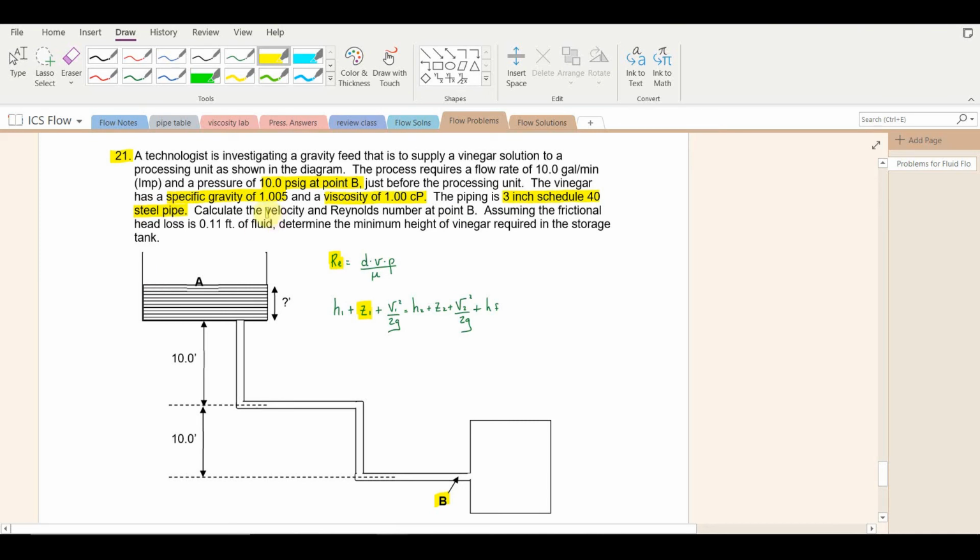Calculate the velocity and the Reynolds number at point B. Assume the frictional head loss is 0.11 feet of fluid. Determine the minimum height of vinegar required in the storage tank to feed the process as required.